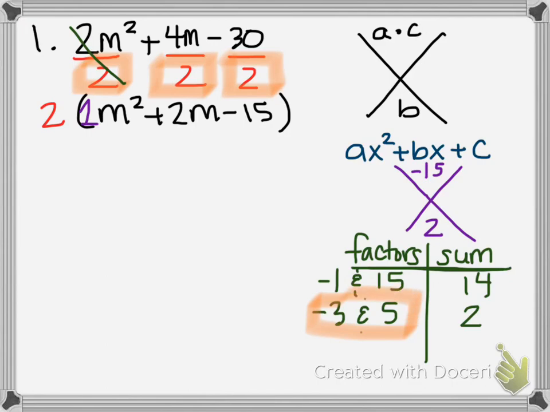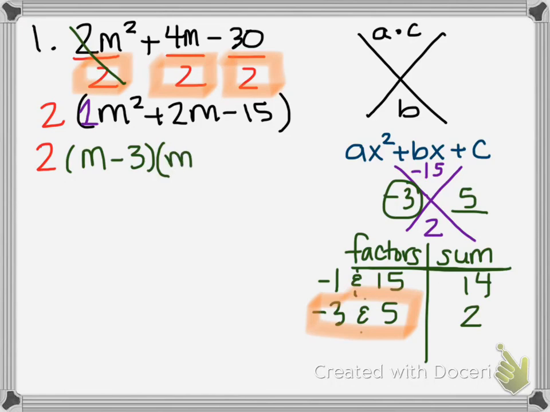So if we were filling out our little X or diamond, however you call it, it's negative 3, positive 5. Whatever numbers you find, you write them up as 2 separate things. Again, your 2 gets carried down because we took care of that guy in the very beginning. Then my first factor is going to be m, and since this is negative 3, it's minus 3. Times, this is a positive 5, it's m plus 5. And from there, we're done.